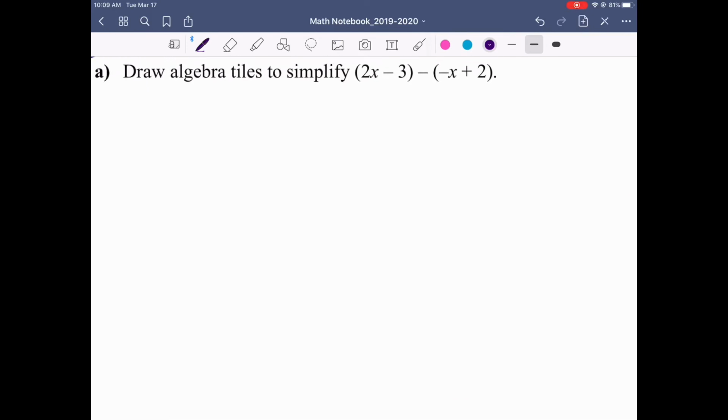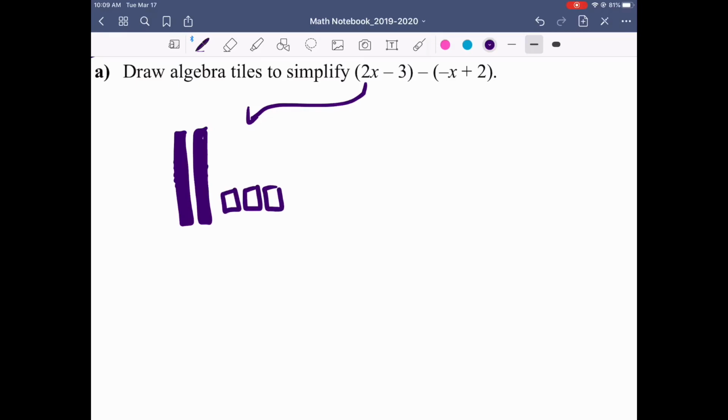So we have 2x minus 3. I'm going to draw them over here. So 2 positive x tiles and then -3, so 3 -1 tiles. And then from them, we're going to take away a negative x tile and 2 positive tiles.